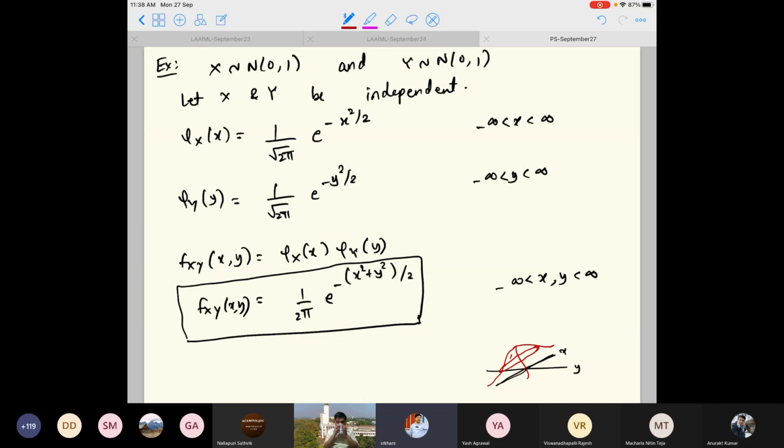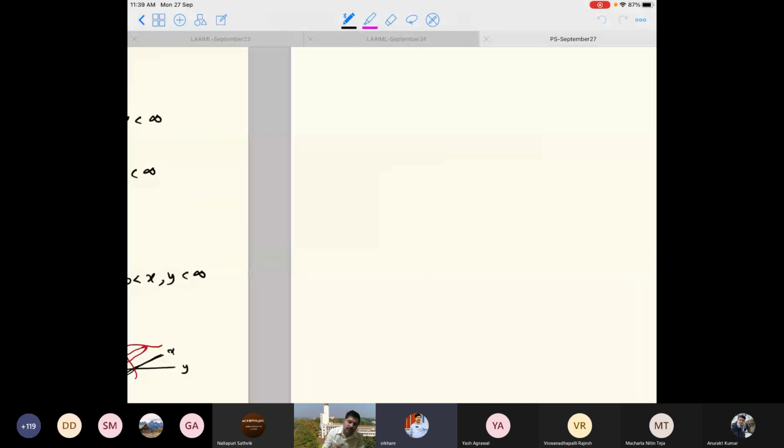Correct? This surface will never touch the xy plane ever, because for no value of x and y is this function actually equal to 0. So it is always going to be above the xy plane, and the peak comes at the point 0, 0, and it goes down like this. So this is how the surface of the density really looks in this particular case. Very interesting density. This particular density f(x, y) is called a joint normal, and we'll explore more about this joint normal. But this is one easy way of generating a joint normal, though it is not the only way. So let us take another example.